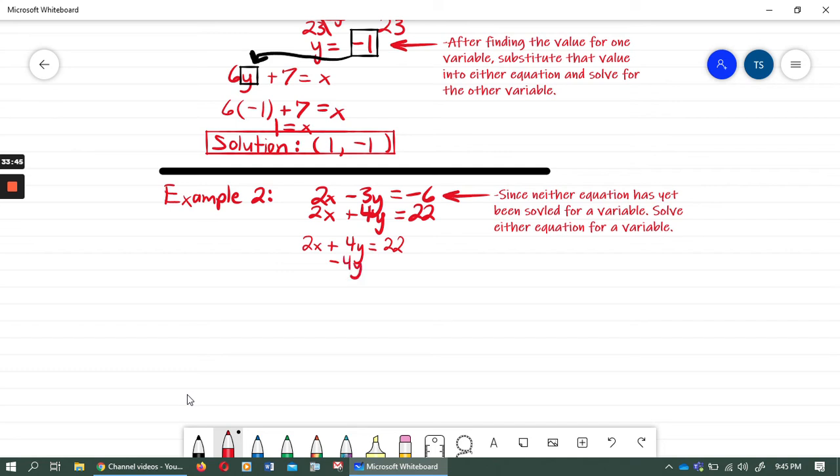So if we subtract 4y from both sides, that's 2x equals -4y plus 22. And we still divide by 2. Guys, when you divide by 2, make sure that you divide every single part by 2. Every single term, every term divided by that number. If you don't, you'll be doing it wrong. Divide every term by that number.